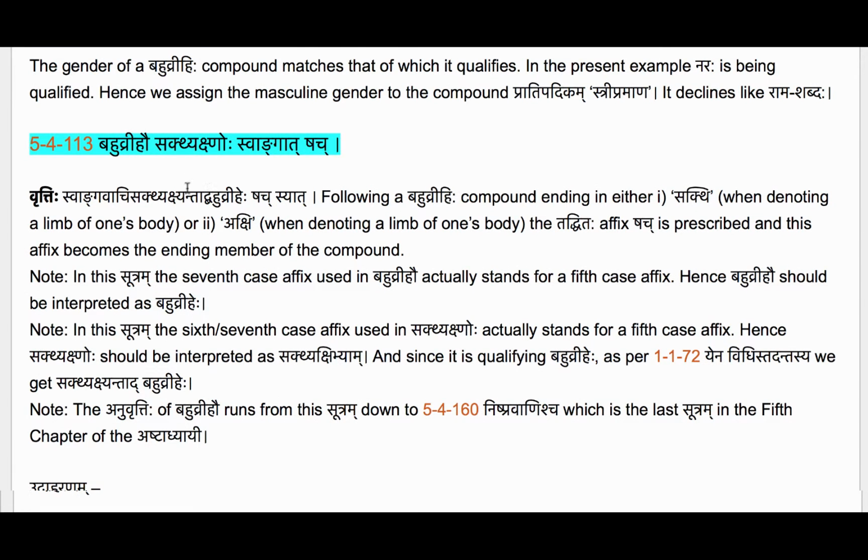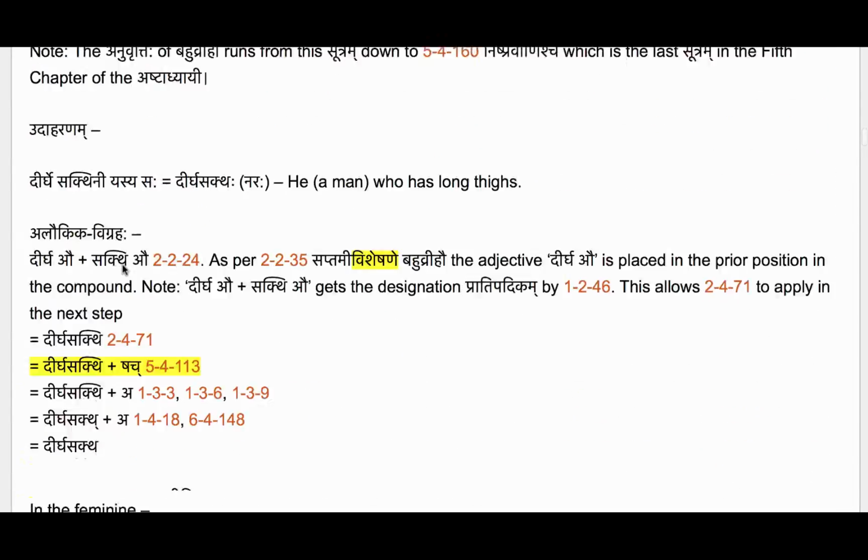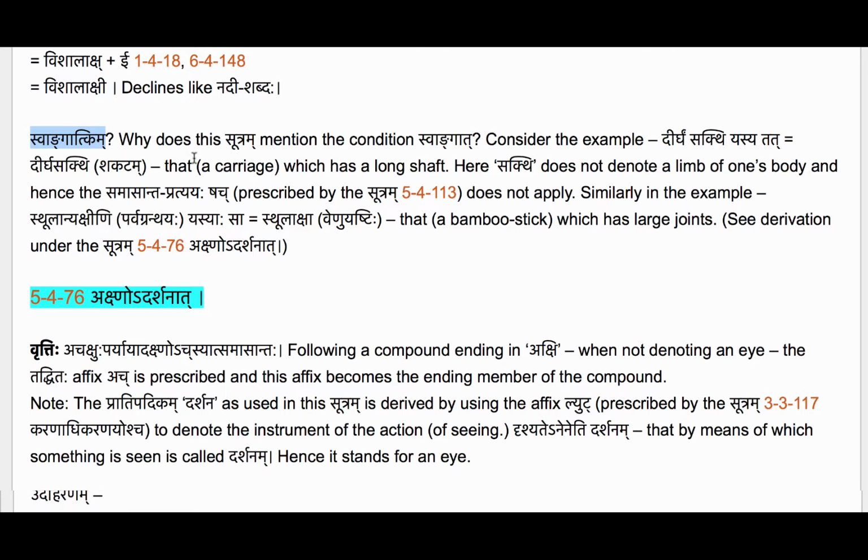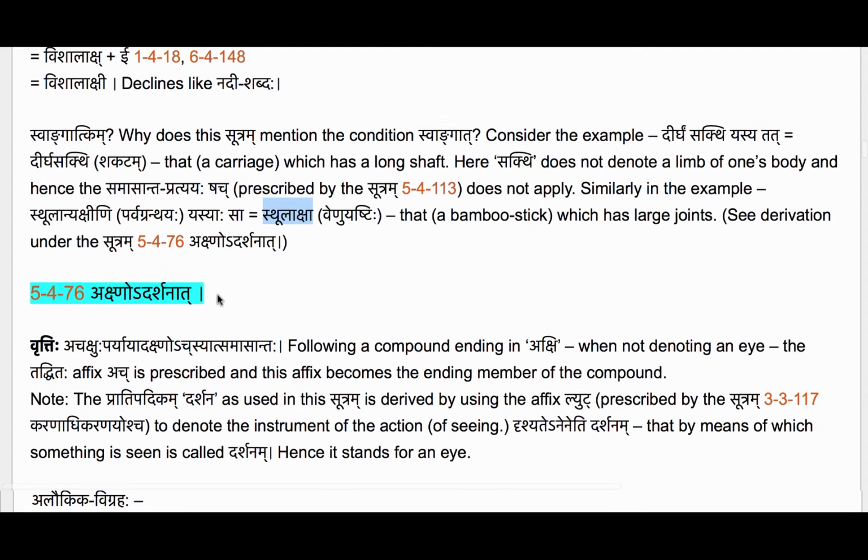We just studied the Sutram 5.4.113 Bahuvrihau Sakthyakshnoho Swangat Shach, and the final note that we looked at said Swangat Kim, and there we saw the example Stulanyakshini Parvagranthayah Yasyaha Sa equals Stulaksha Venuyashtihi, and we need the Sutram 5.4.76 Akshno Darshanat to derive that compound Stulaksha. So let us now take the Sutram 5.4.76 Akshno Darshanat.